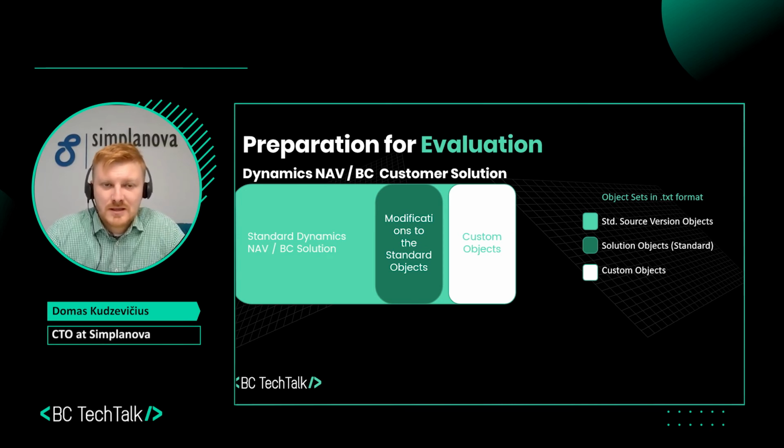The first set of objects should be the completely vanilla version of NAV on which you have built the solution. So you have to export all the objects in text format from the standard NAV version. Then in your custom solution, select all the standard objects and also export them as text. That's how you're going to identify modifications between standard and custom solutions. And then the third set should be your custom objects. So in the customer range or in your own range, select all the objects and export them to a text file.